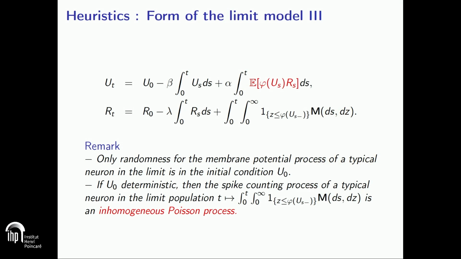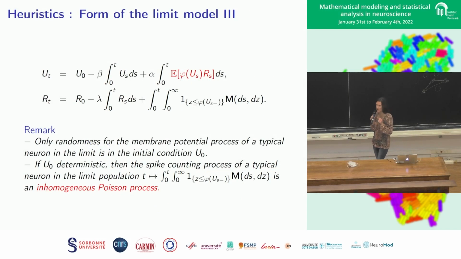Two remarks. For the membrane potential of a typical neuron, the only randomness remains in its initial position. So it's a mathematical question. Do we have to impose this initial condition to be deterministic or stochastic, whatever? Because if it were deterministic, then this is all deterministic, which means that in the limit, a typical neuron has a spike appearance process, which is an inhomogeneous Poisson process, in this case.